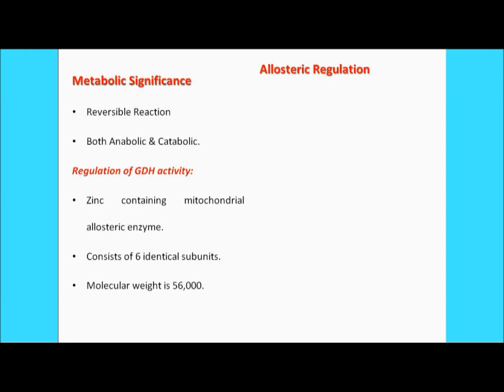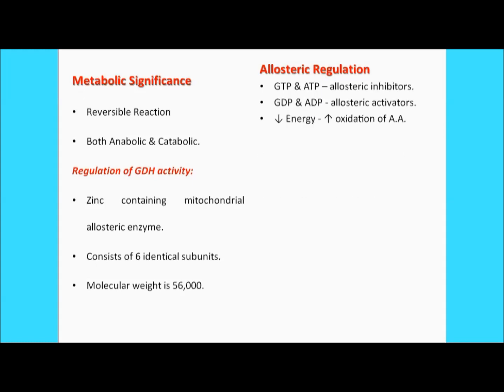Now allosteric regulation. How does allosteric regulation take place? GTP and ATP are the allosteric inhibitors. I will give you the details of how it takes place. GTP and ATP are the allosteric inhibitors for the GDH, right? Moreover, GDP and ADP are the allosteric activators, right? Now you should know that GTP and ATP will inhibit the process, whereas GDP and ADP will activate the process, right?